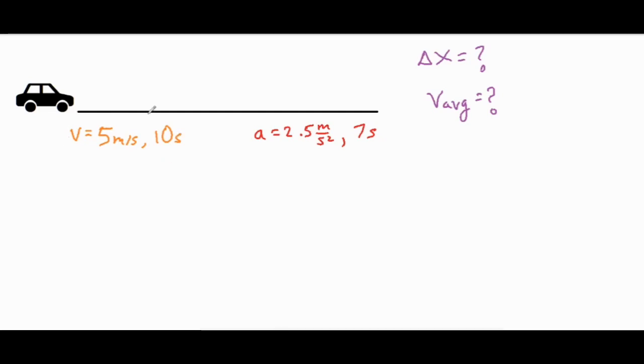Now for the first part of our motion, we're moving at a constant velocity, so we're going to use the formula delta x equals v times t because it's moving at a constant velocity. And if we plug in our two numbers, it ends up being fairly simple. Delta x equals 5 meters per second times 10 seconds. So we move a total of 50 meters for our first portion of the trip.